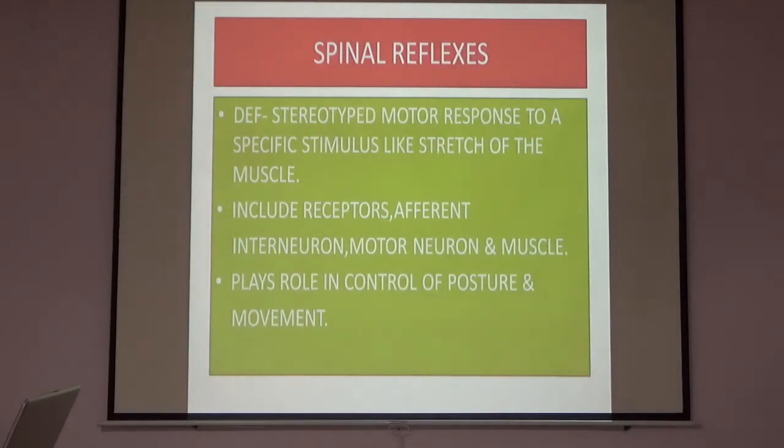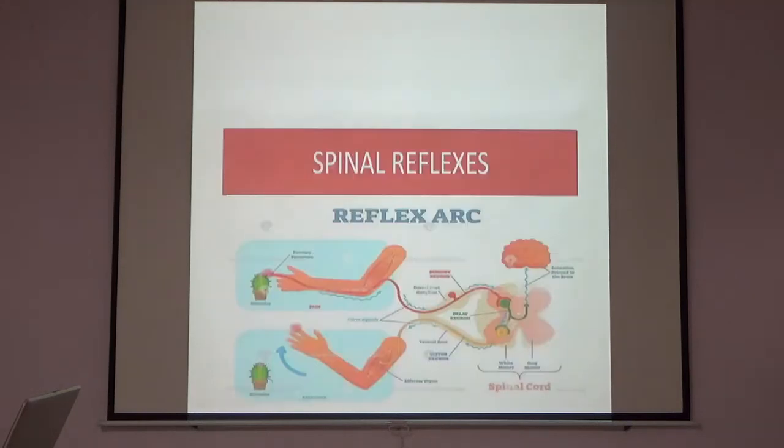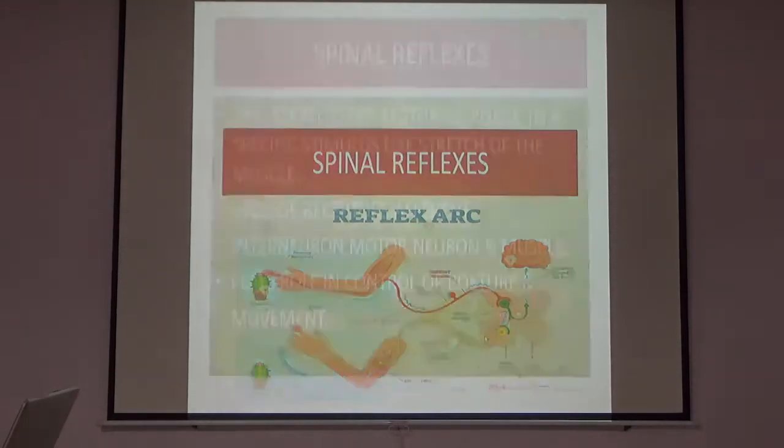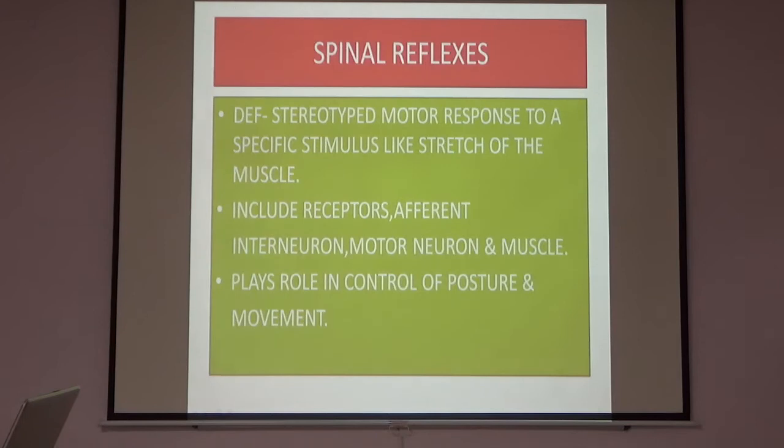How do we define this spinal reflex? It's a stereotyped motor response to a specific stimulus like stretch of a muscle. Spinal reflex has a reflex arc. You can see this. This is a reflex arc which is formed by receptors, afferents, interneuron, motor neuron, and the muscle. They all form the parts of a reflex arc. This plays an important role in control of posture as well as movements.